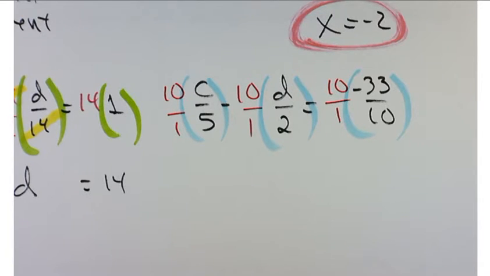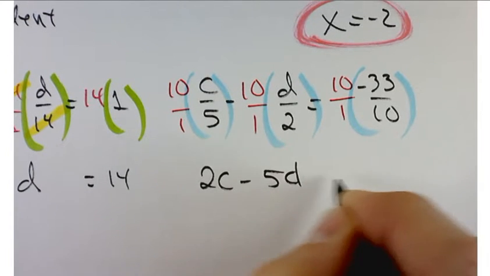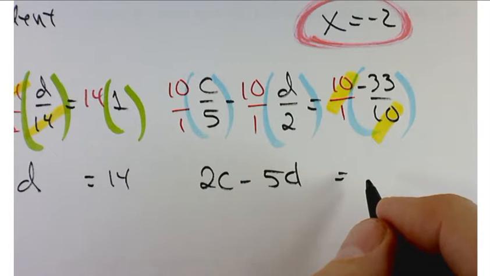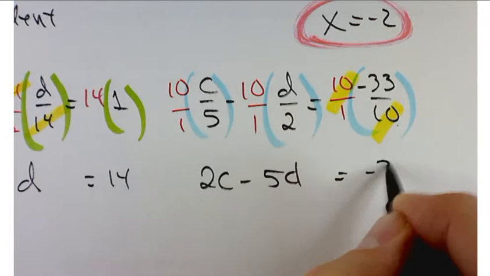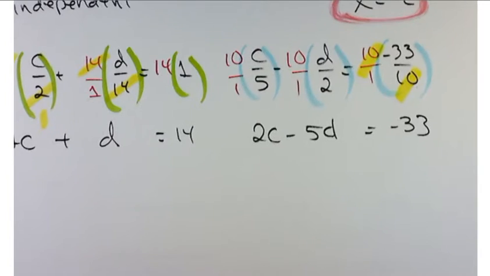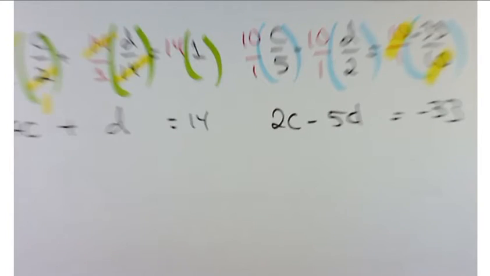Roy, what am I going to get when I do that cancellation, please? Good. 2c minus 5d. Actually the 10's cancel, right? 10's cancel, so you're just left with negative 33. All right. Are we comfortable with that? All right. Now the rest of it is stuff that we can solve by substitution.